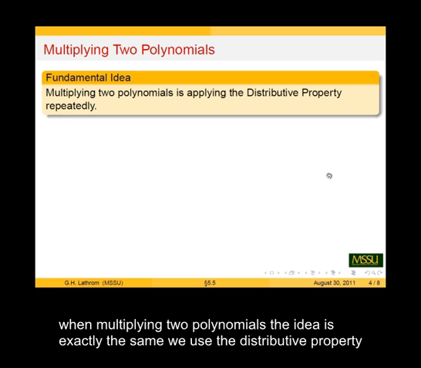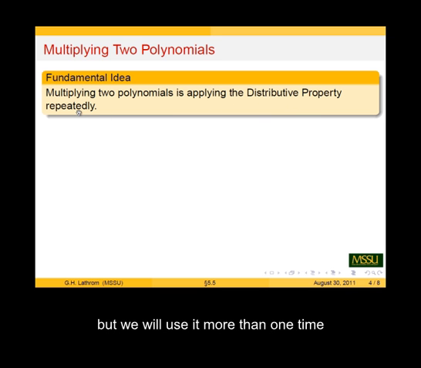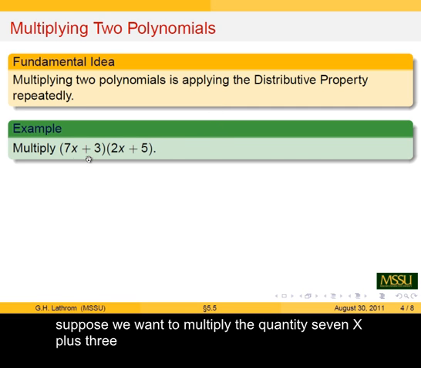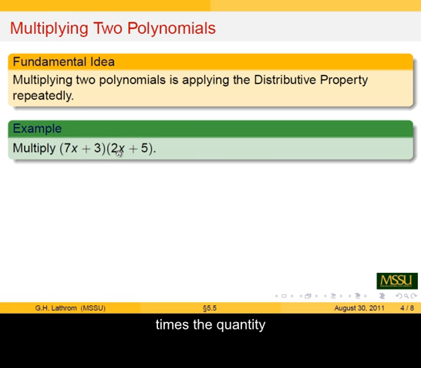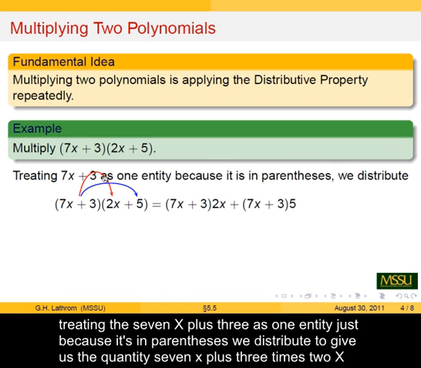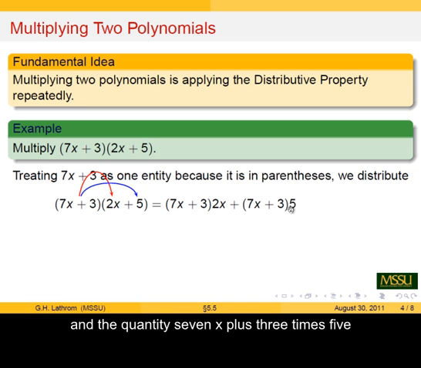When multiplying two polynomials, the idea is exactly the same. We use the distributive property, but we will use it more than one time. Suppose we want to multiply the quantity 7x plus 3 times the quantity 2x plus 5. Treating the 7x plus 3 as one entity, just because it's in parentheses, we distribute to give us the quantity 7x plus 3 times 2x and the quantity 7x plus 3 times 5.